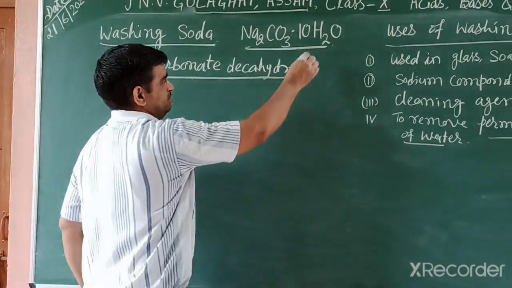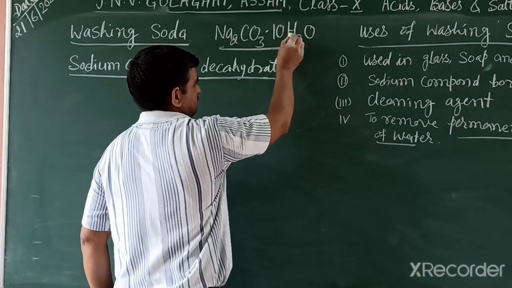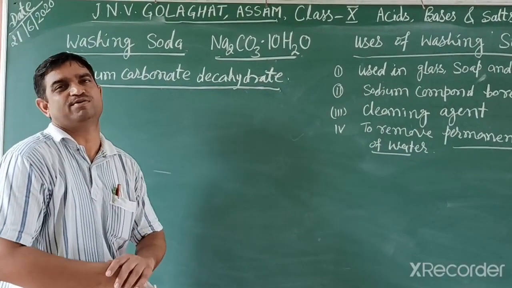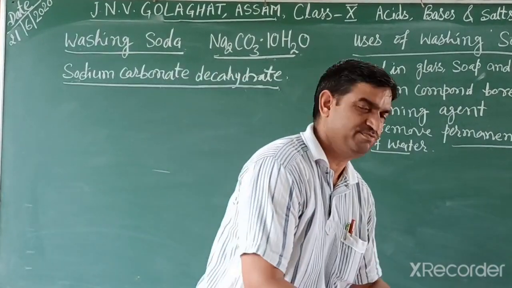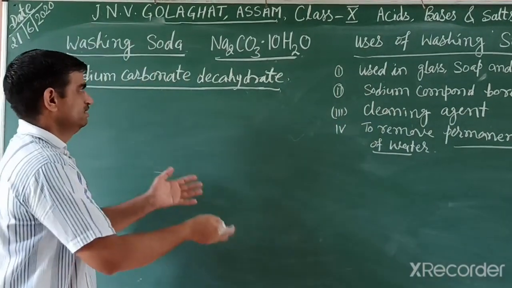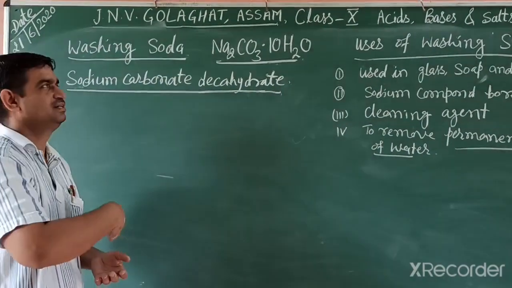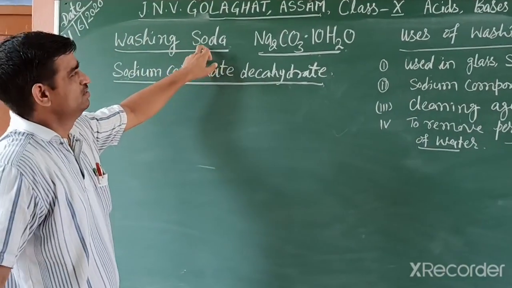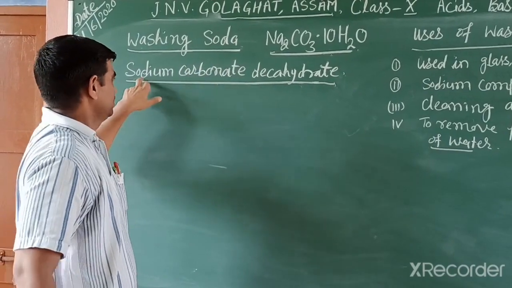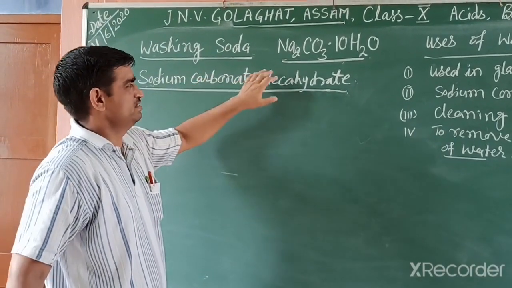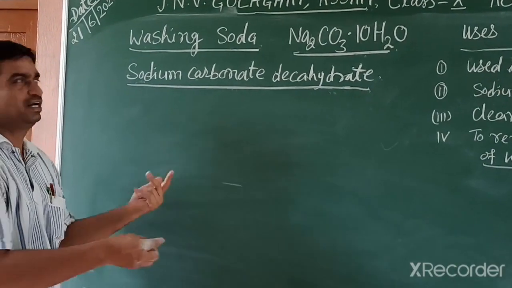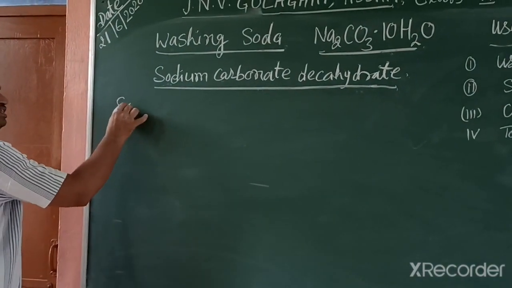So what is this? 10 H2O molecules are present in this. That is water of hydration, and we can't observe this water, but when we keep it open in air, it is released. So how can we prepare this washing soda? Washing soda's chemical name is sodium carbonate decahydrate, and it is prepared from, again, the Solvay process.